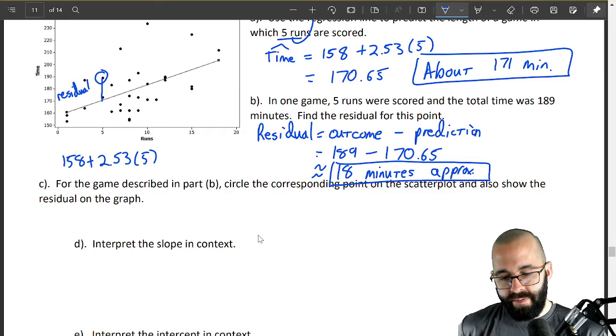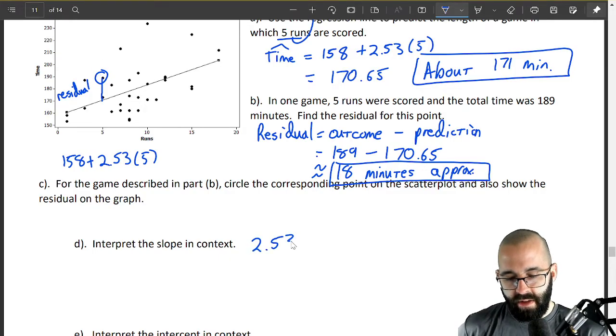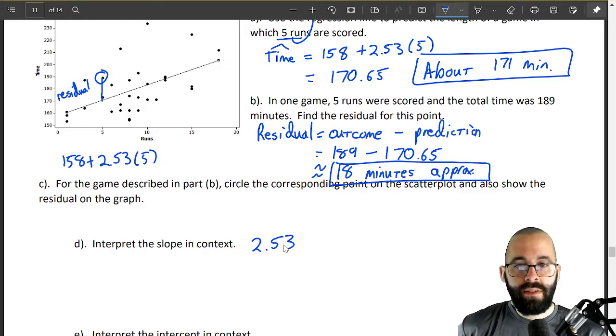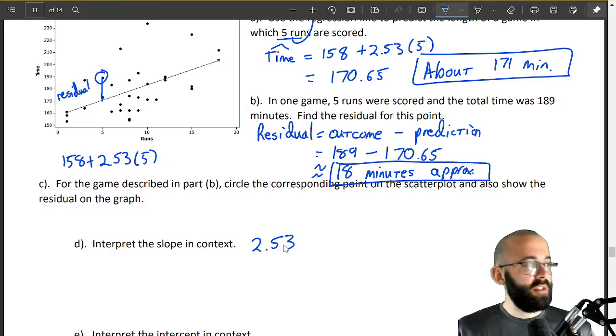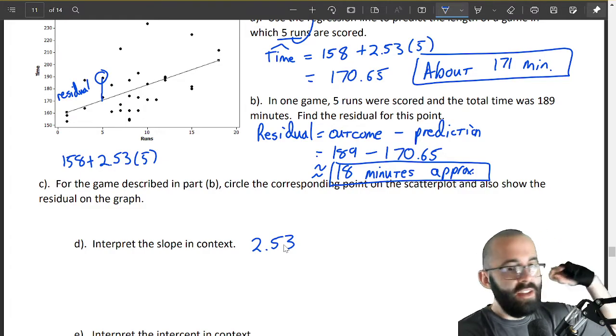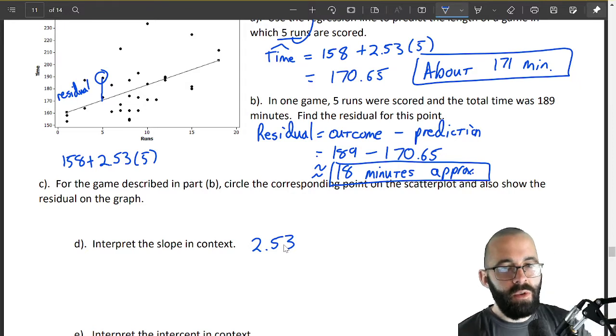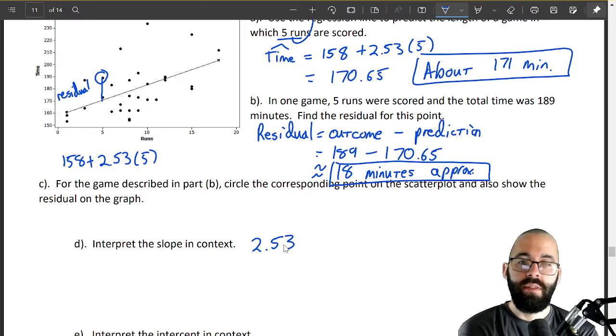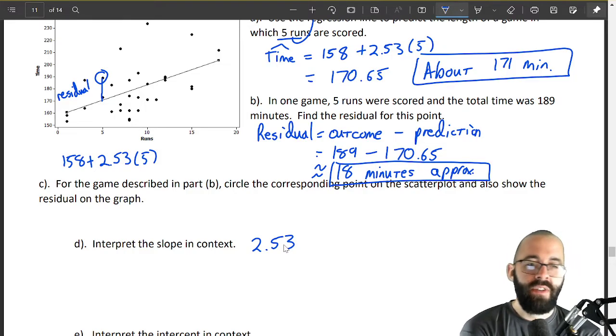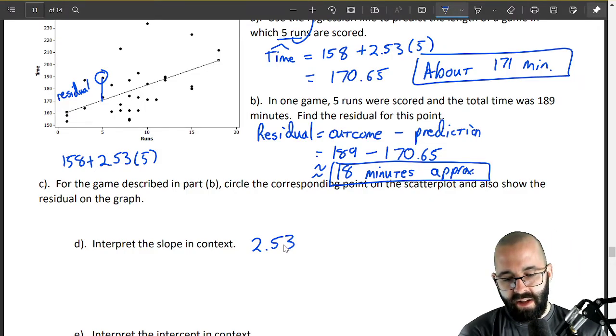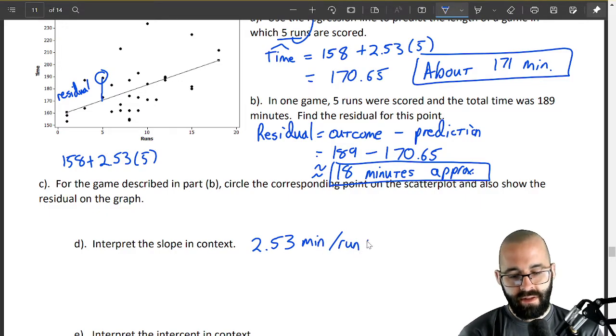Interpret the slope. First off, we need the units, and then we need an explanation. Remember, the slope is the increase in y if we increase x by 1. And the units are always the units of y divided by the units of x. Units of y is minutes, divided by the units of x, which is runs. So this is our slope.